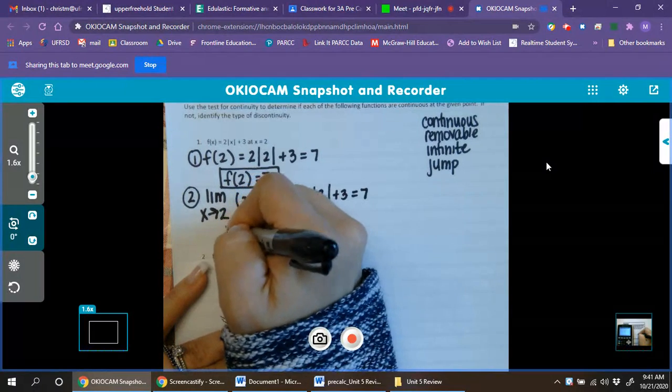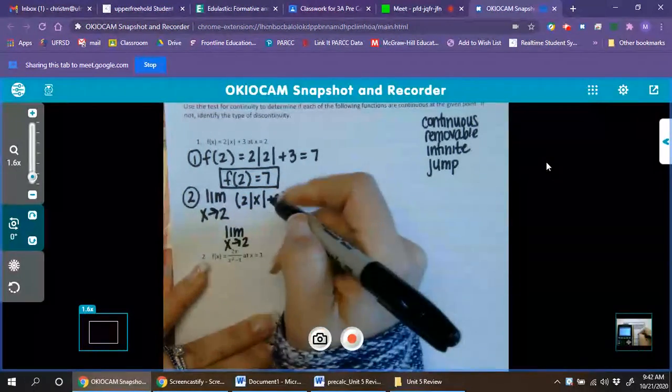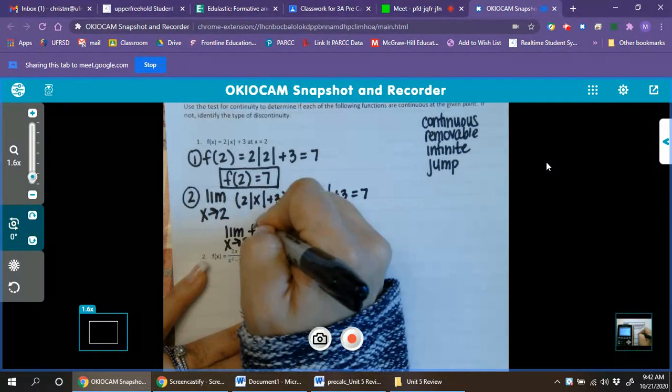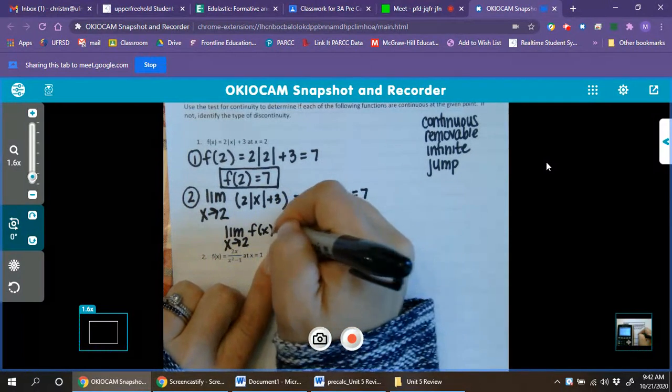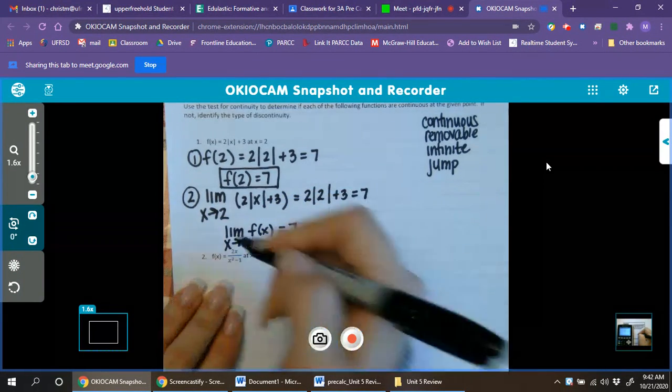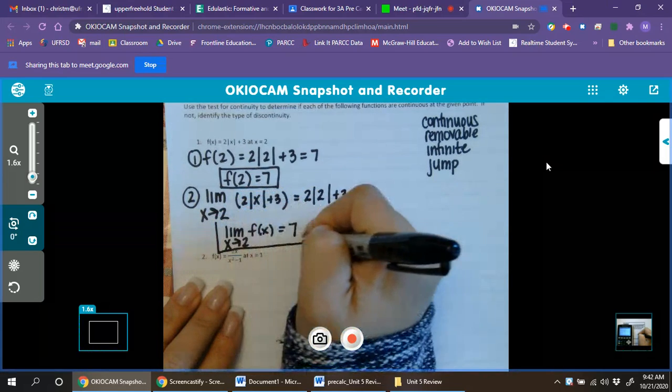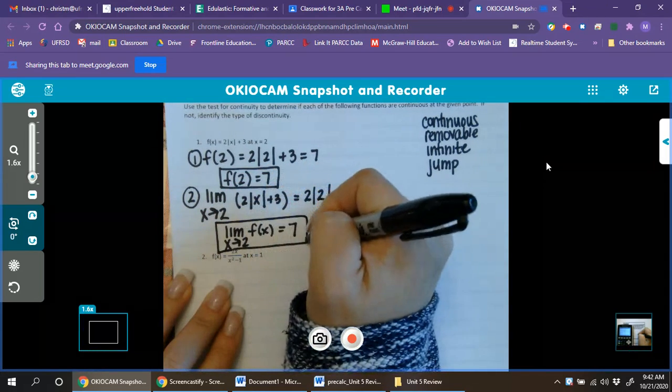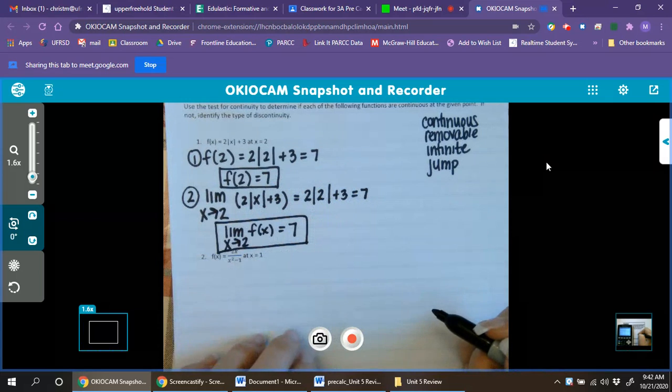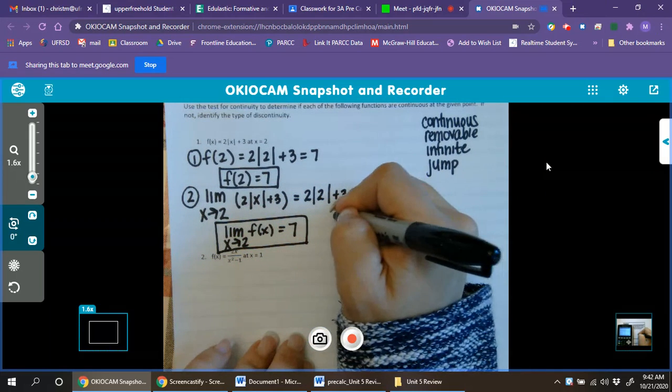Okay, so limit as x approaches 2 for this function, I am going to write f of x this time, equals 7. Okay. Step 3 is your conclusion.